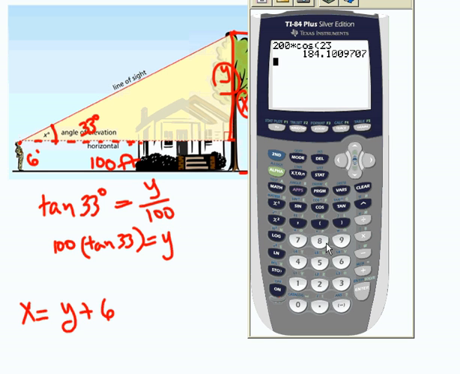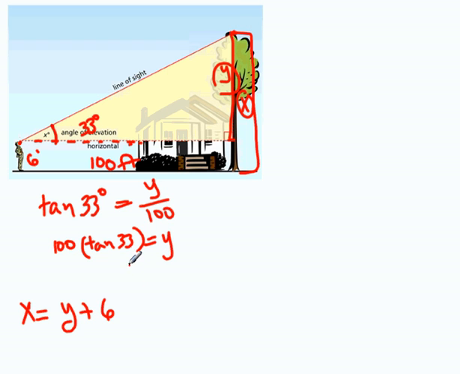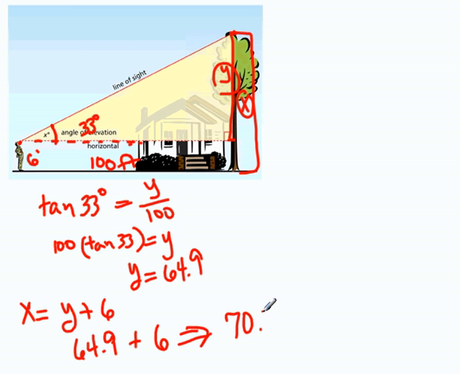So we would have 100 times tangent 33. And that gives us a value of 64.9. So y equals 64.9. But that's not the height of the tree, so we'll have to add it. So we have 64.9 plus 6. So therefore the height of the tree is 70.9 feet.